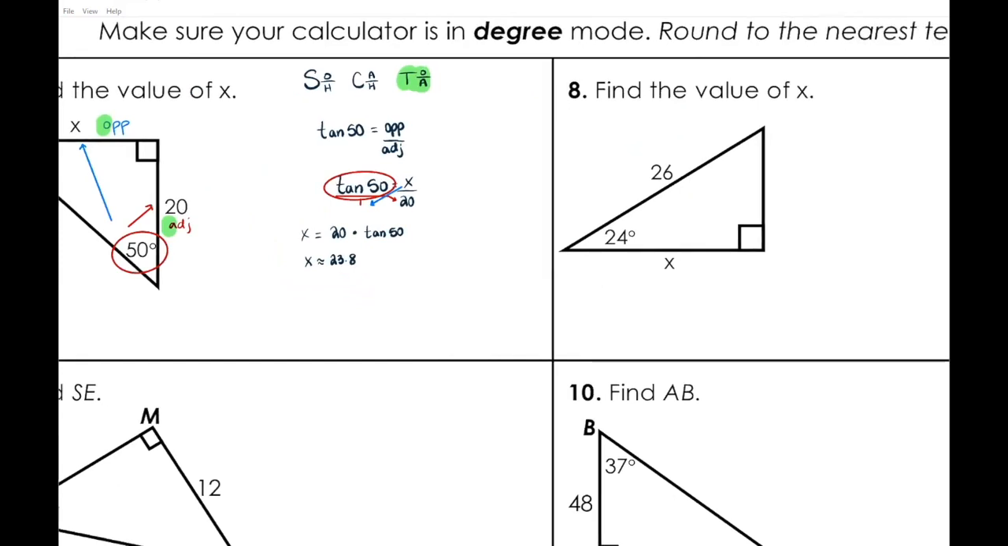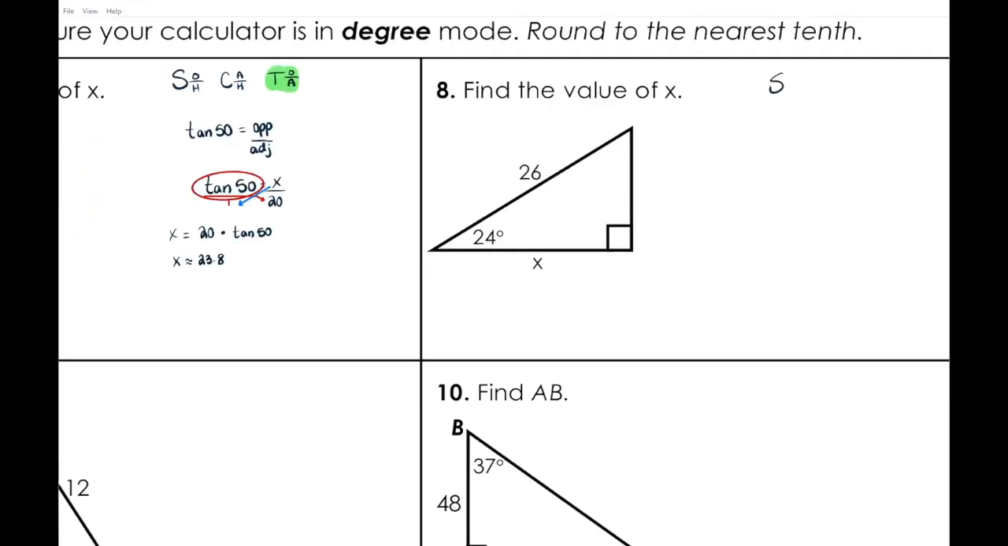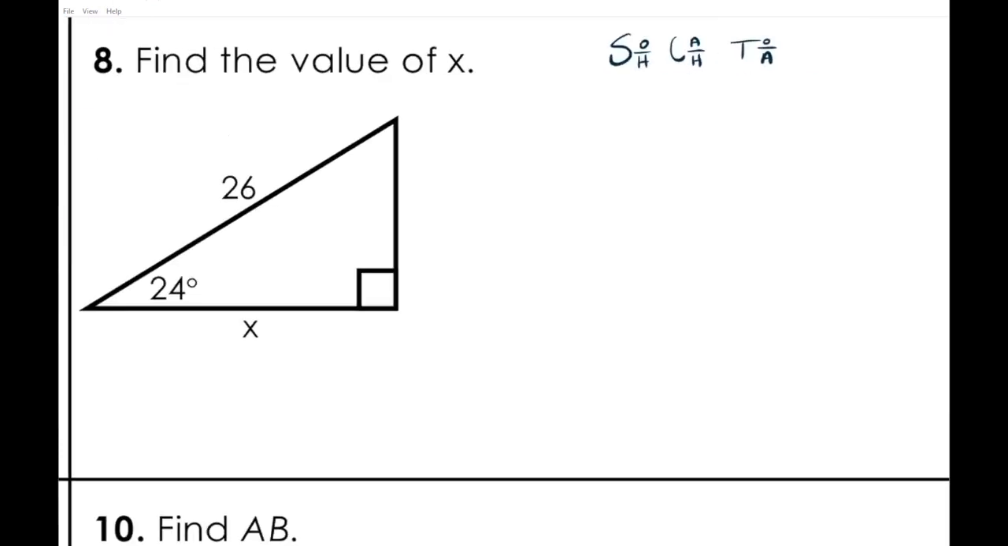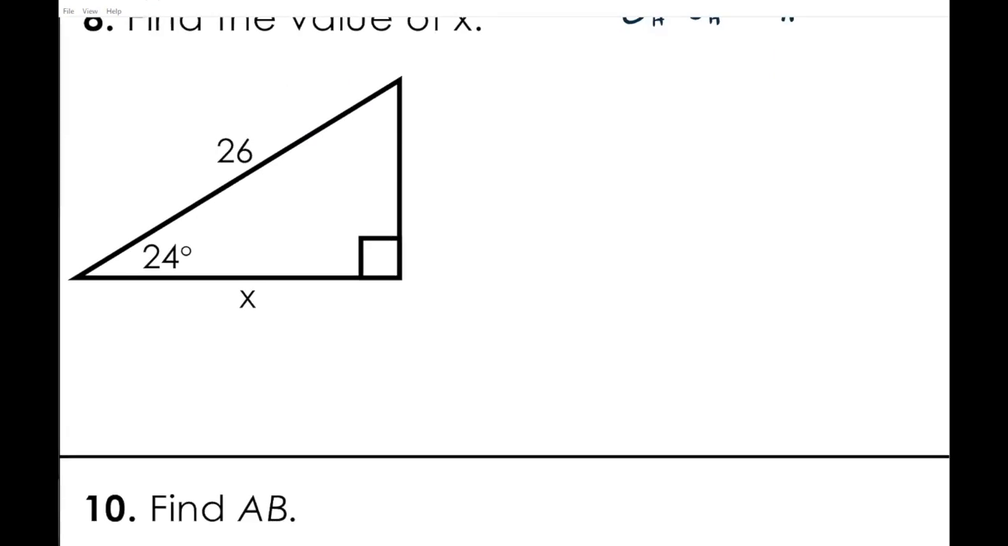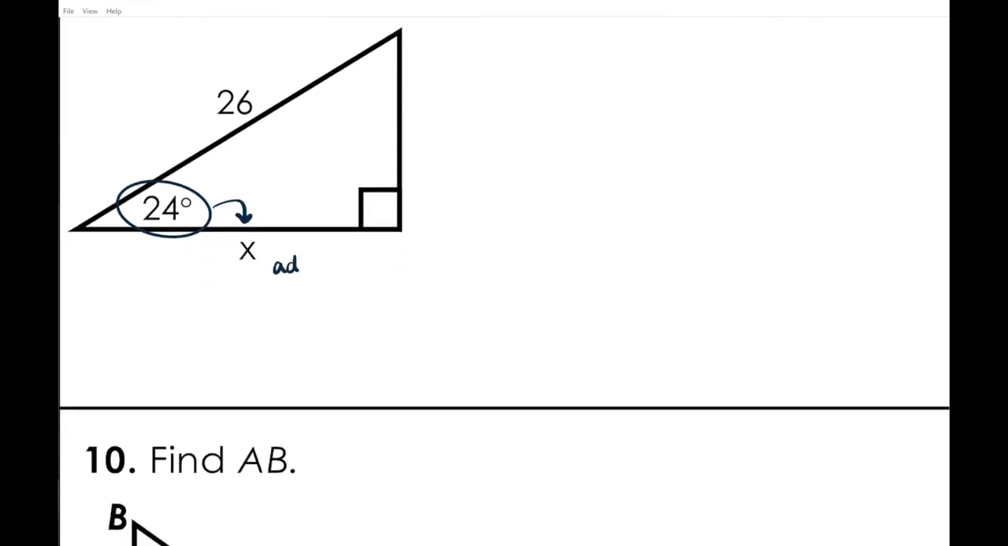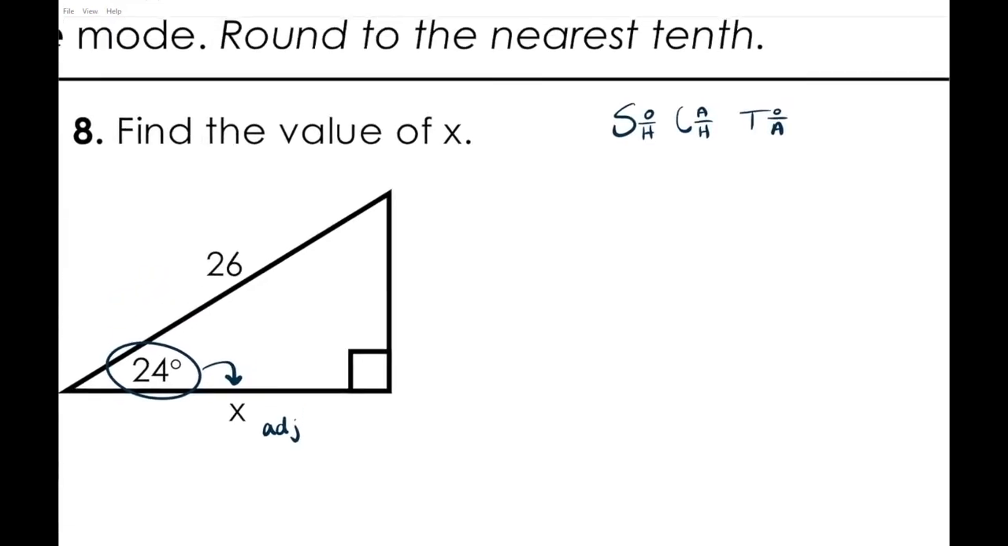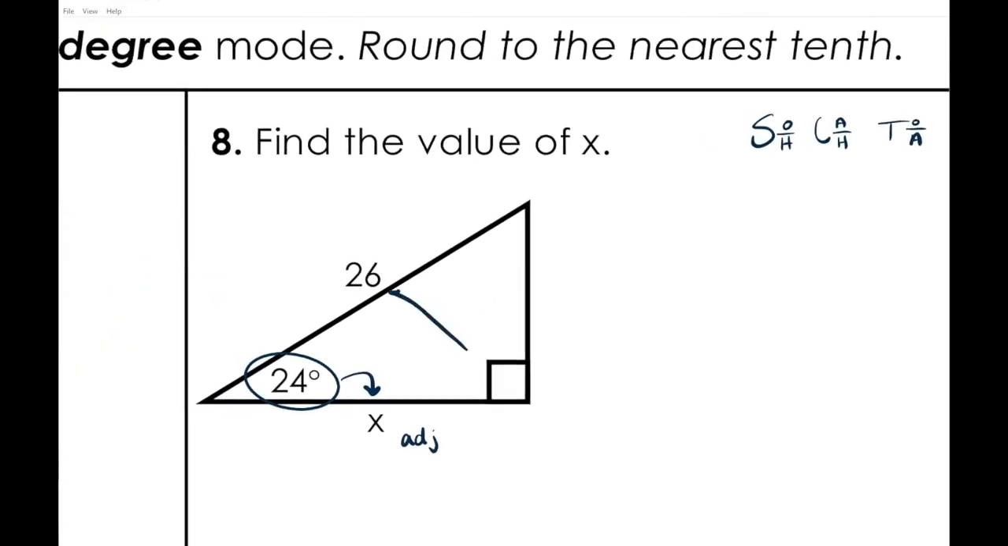Going to do it again over here. Find the value of x, okay? Write our trig functions at the top. So, SOHCAHTOA. Looking at the angle they gave us, the angle they gave us is 24. In relation to 24, we have x, which is the adjacent side, and we have 26. 26 is across from the 90, making it our hypotenuse.